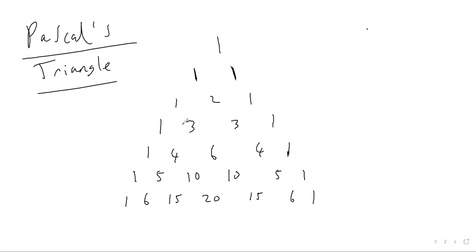So you see the pattern. 1 plus 3 gives you the 4 there. 3 plus 3 gives you the 6 there. 3 plus 1 gives you 4 there. So the two numbers above a number, when you add those together, you get that number. That's how Pascal's triangle works.